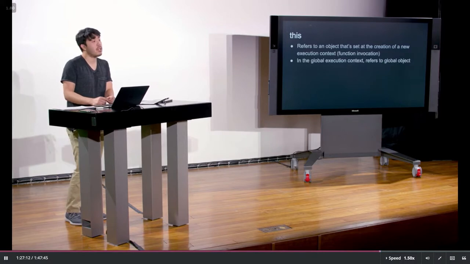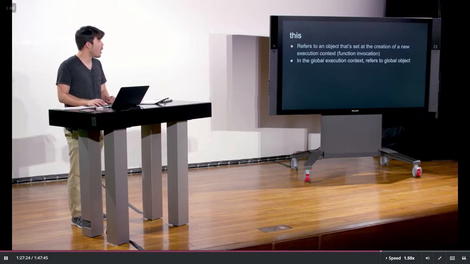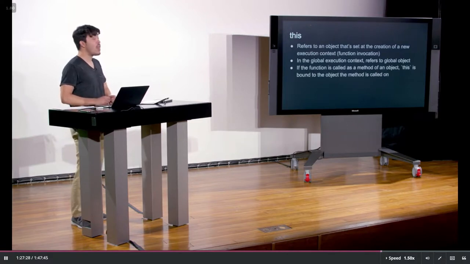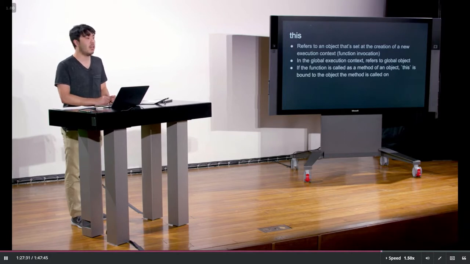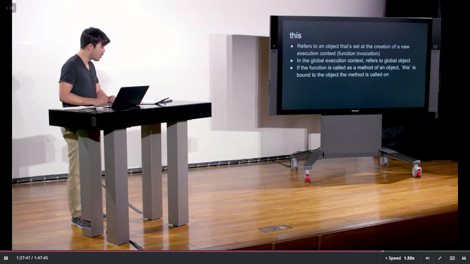And in the global execution context, or basically the window console, or the node REPL, or the function that is invoked in node, it refers to the global object. And if a function is called as a method of an object, or in other words, a method is basically a term for a key value pair in an object where the value is a function, that key is considered a method. So if a function is called as a method of an object, this is bound to that object that the function is called on.